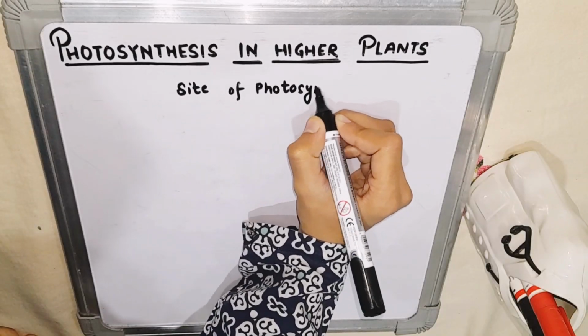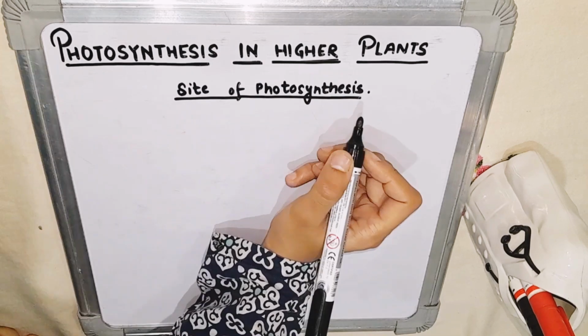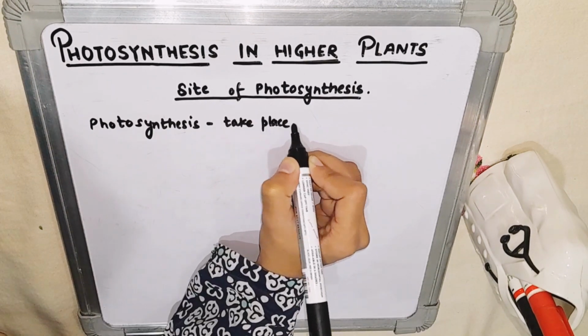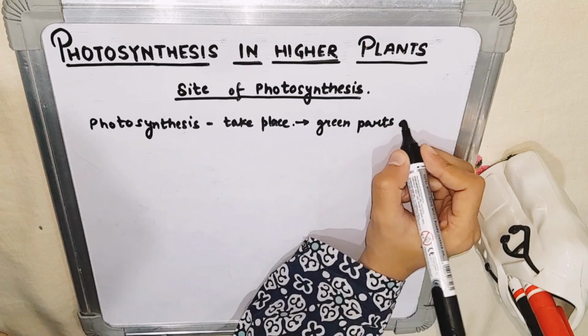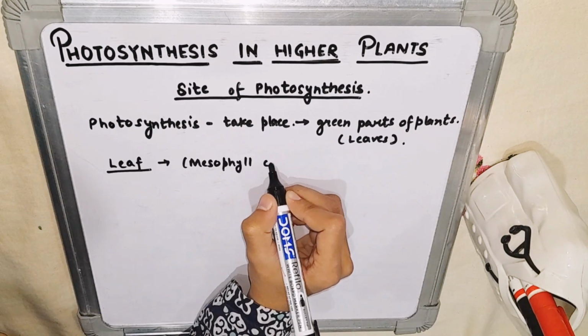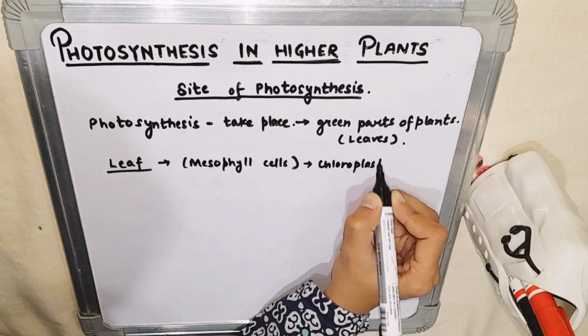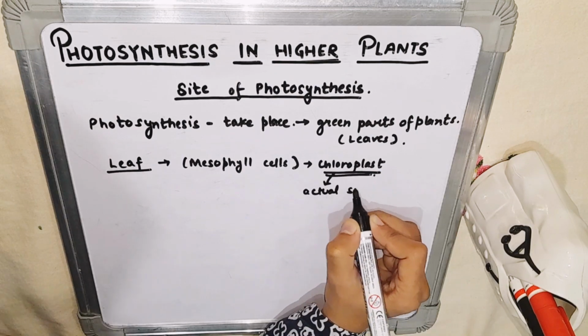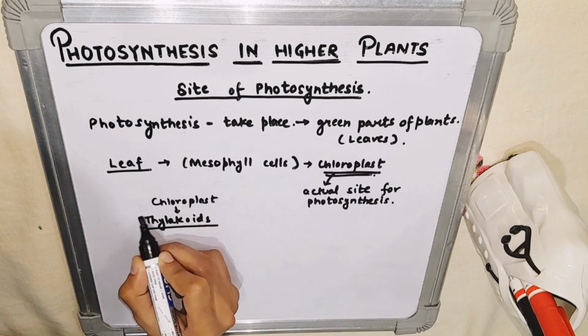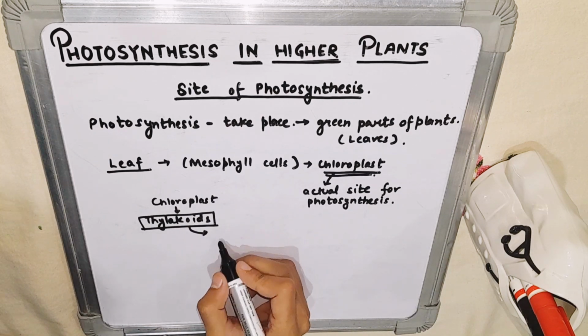Next topic is the site of photosynthesis. Photosynthesis basically takes place in the green parts of the plants, which are the leaves. The leaf consists of mesophyll cells, and these mesophyll cells further contain the chloroplast. Chloroplasts are the actual site of photosynthesis.